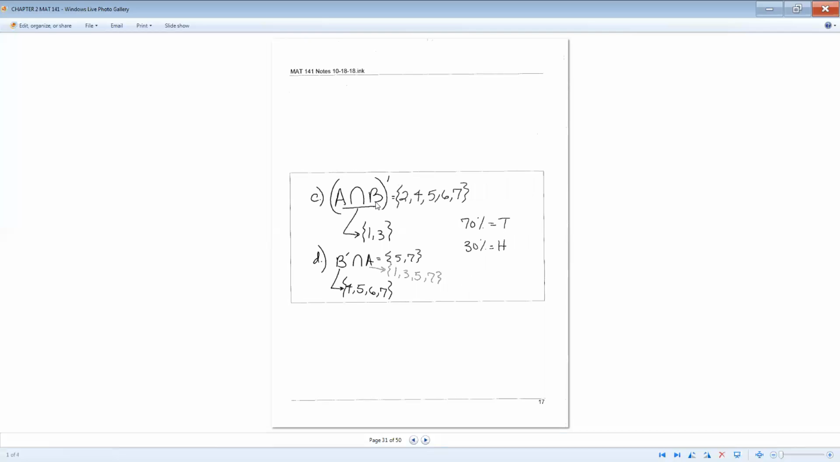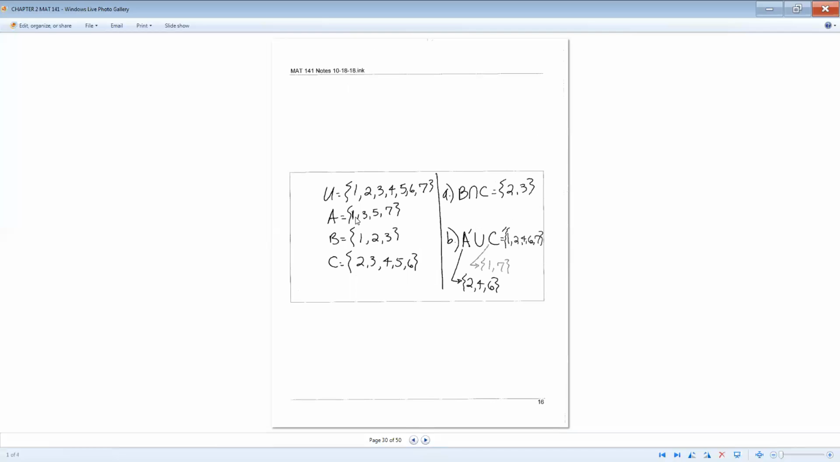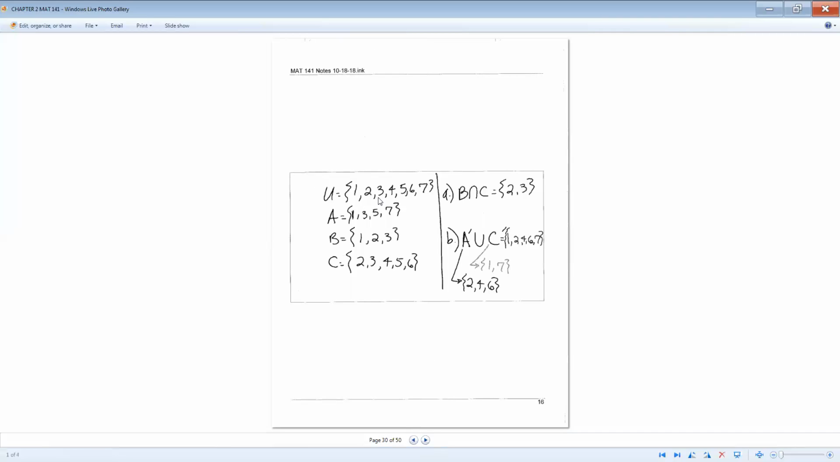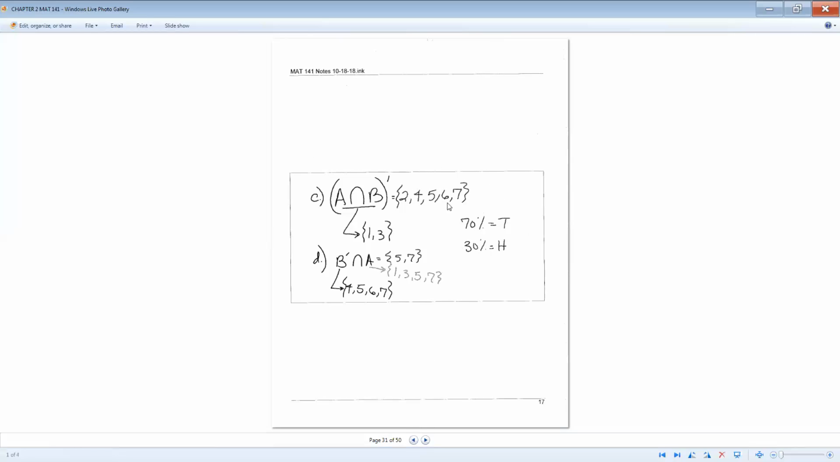Here we have the intersection of A and B and then the complement of that. So just like with order of operations, you do what's inside of the parentheses first. So you look at A and B and say, what do they have in common? You go back to A and B, it's just 1 and 3. And then you want the complement of 1 and 3. So everything that's not 1 and 3, but is in the universe. So you look at the universe, 1 and 3 is here. We don't need 1 and 3, but we need the 2, 4, 5, 6, and 7. And so that's why we have this answer here.